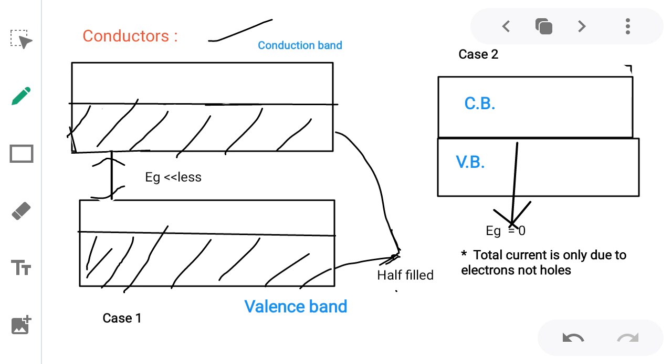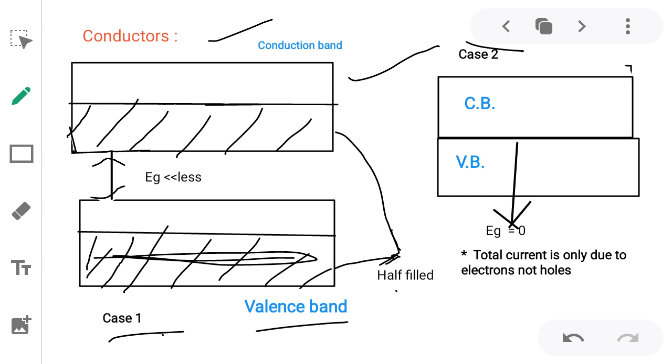Examples for the conductor are copper, aluminum, silicon. In this we have two cases, case 1 and case 2. In the first case, the conduction band and valence band overlap such that half of the levels are filled by the valence electrons, and an energy gap, if it is there, is very small. Why does this energy gap matter? What is the use of this energy gap?